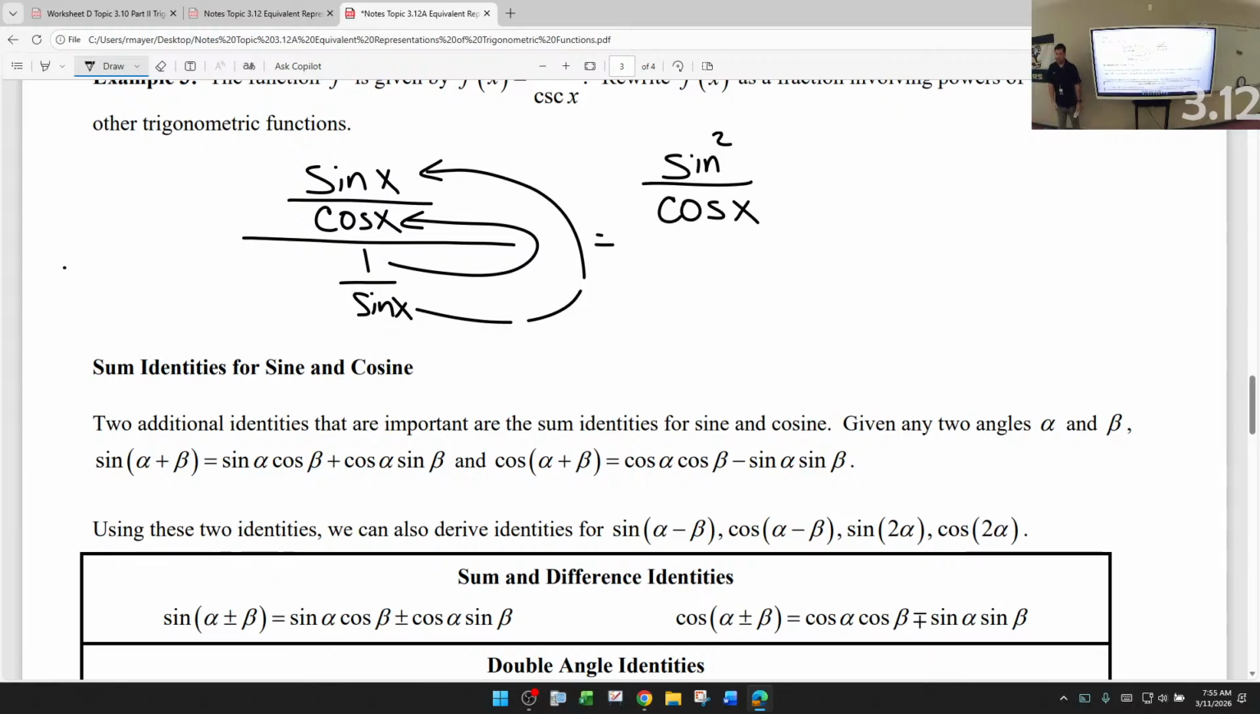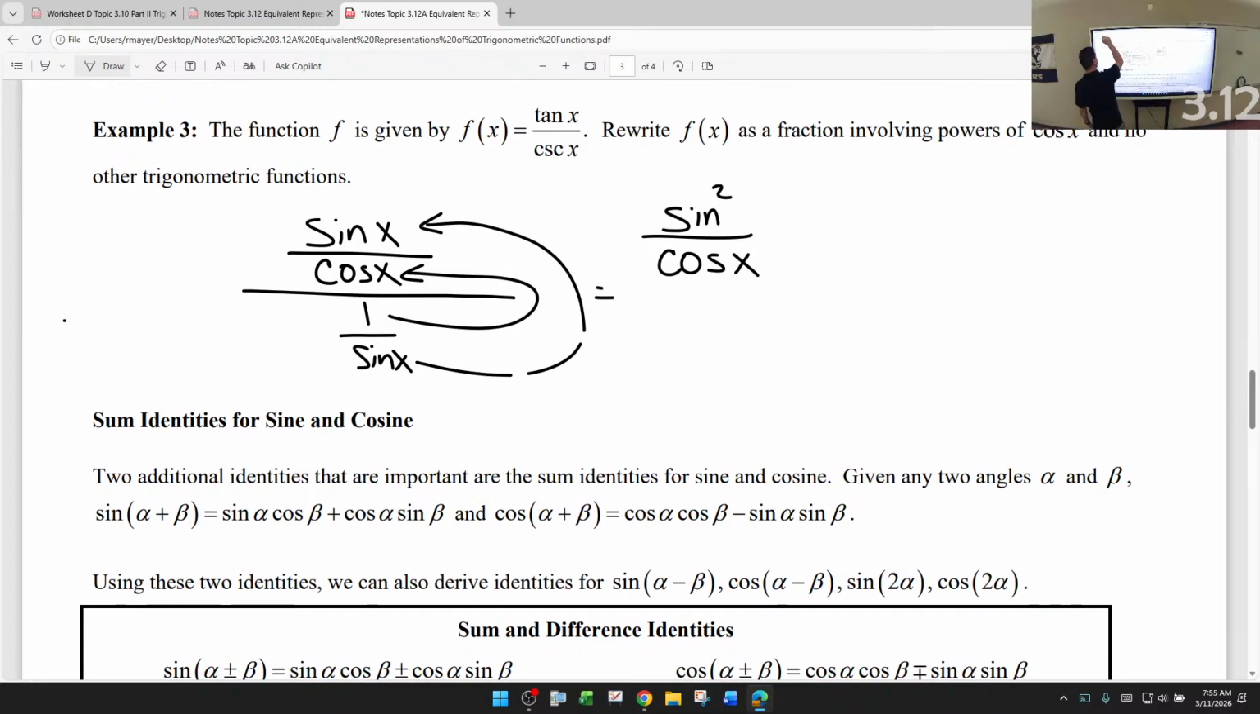And now I'm stuck, because I don't know what to change sine into other than maybe cosecant, but I don't want to do that. And I don't know what to change cosine to other than secant, and I don't want to do that because it tells me I want everything in terms of cosine. And it says powers, so I'm okay with powers, but I've got to have everything in cosine. And right now I don't. I've got a sine squared and I've got a cosine.